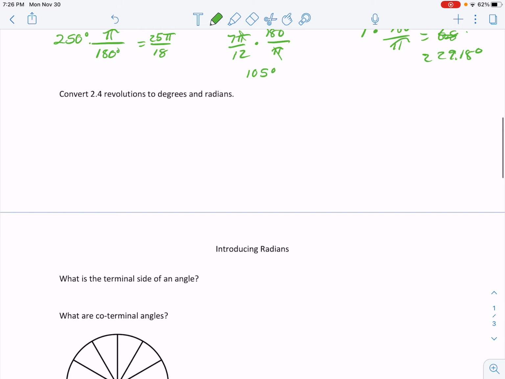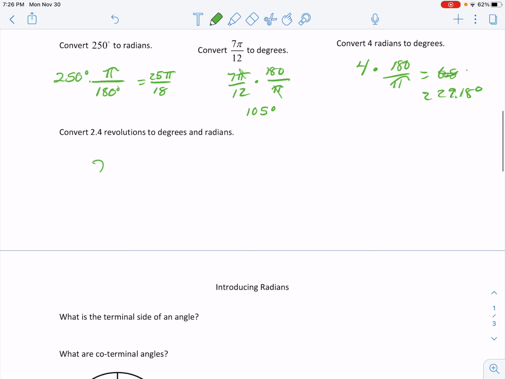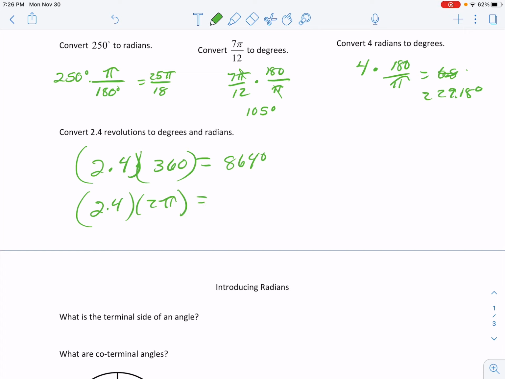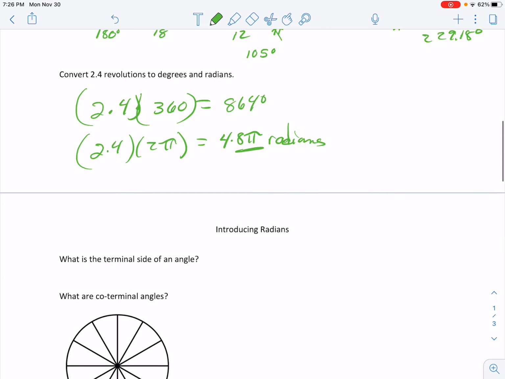Convert 2.4 revolutions to degrees and radians. Well, 2.4 revolutions times 360 degrees. Right, 2.4 times 360 is 864 degrees, or 2.4 revolutions times 2 pi radians equals 4.8 pi radians. Generally speaking, we leave the pi in there, so leave the pi in there, okay?